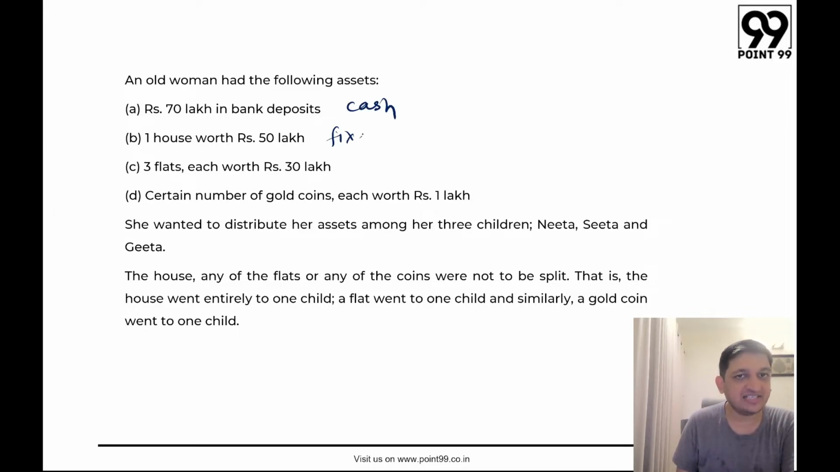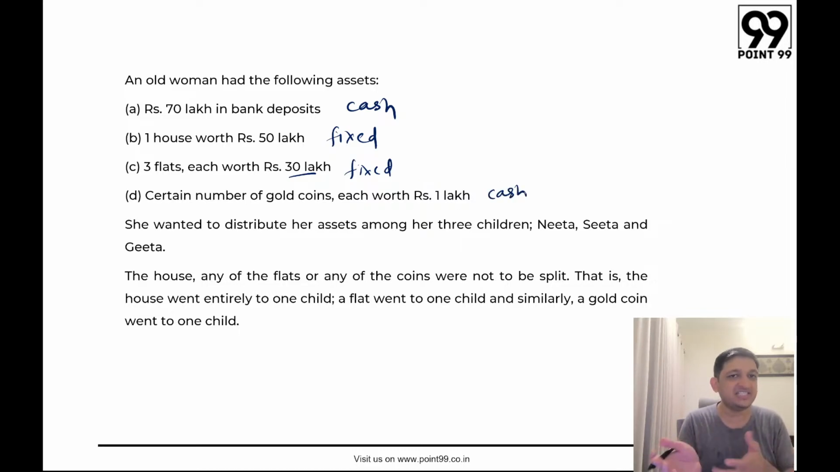So ये कुछ fixed asset है बोल सकते हैं. 50 लाख का एक house है, उसका worth is 50 lakhs. There are 3 flats each worth 30 lakh. Again, this is fixed. And certain number of gold coins each worth 1 lakh. Now this is again, you can say, a cash convertible component because it's easy to carry, easy to liquidate, that kind of an asset. So in case of organizations, generally जो liquidity की बात करते हैं, we are talking about that in this context. ठीक है? So यहाँ पे हम बोल रहे हैं कि कुछ cash था, कुछ houses थे. There was one house rather. There were 3 flats, and then there were a certain number of gold coins.